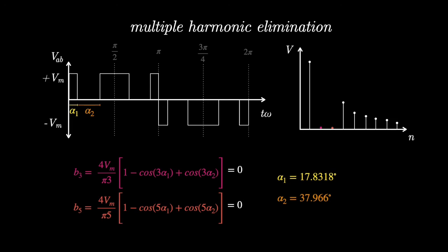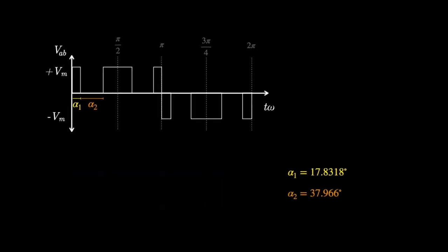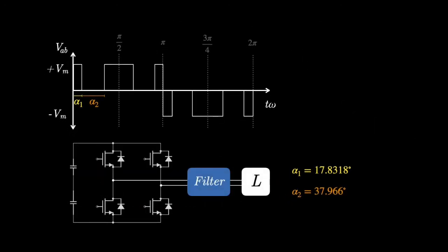In this case, the third and fifth harmonics were eliminated, as they were the most significant ones. Now, we have obtained so far the values for the angles to give our pulse width modulation technique to create the signal for our inverter circuit and have a cheap and easy to design low pass filter. We have our output signal as near sinusoidal as possible. Thank you so much for watching.